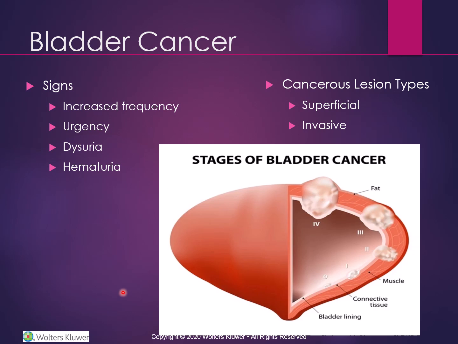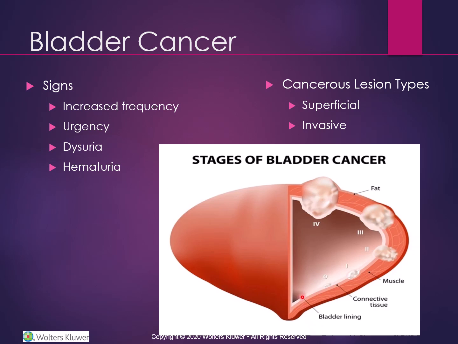Finally, we'll talk about bladder cancers. So, some signs of bladder cancers: increased frequency of urination, increased urgency to urinate, dysuria or painful urination, as well as hematuria or blood in the urine are common signs of bladder cancer. There are different lesion types and stages.